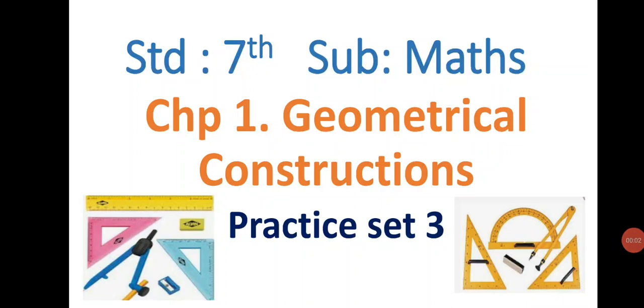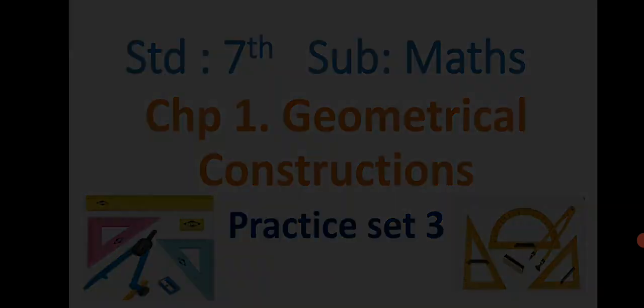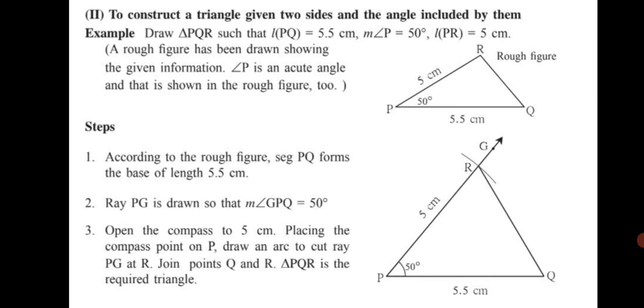Standard 7th, Subject Maths, Chapter 1, Geometrical Constructions, Practice Set 3. Dear students, in the previous practice set, you have learned to construct a triangle given the lengths of its three sides. Now, in this practice set, let us learn to construct a triangle given two sides and the angle included by them. Let's have a look at the example.